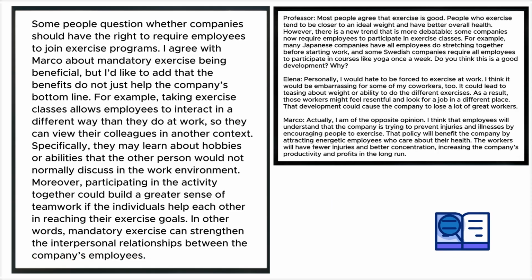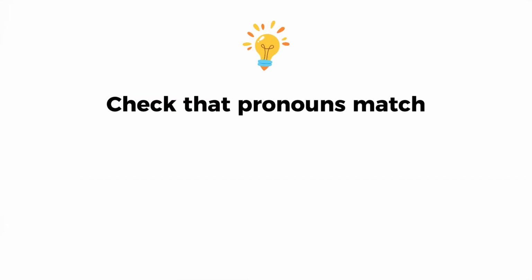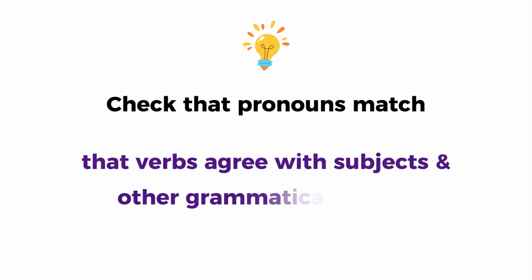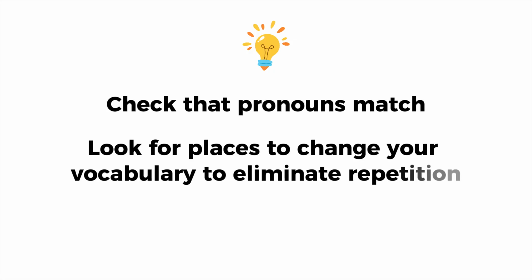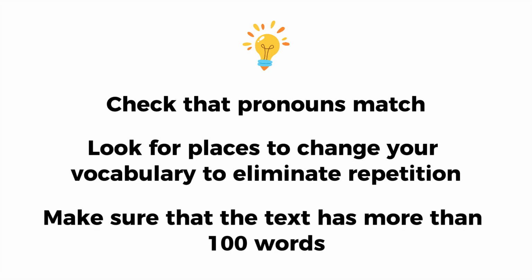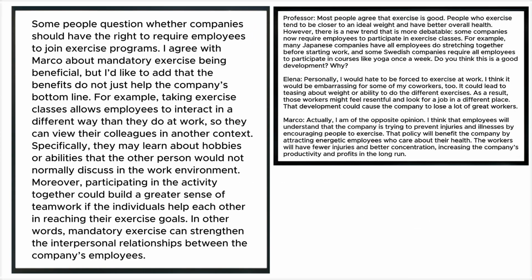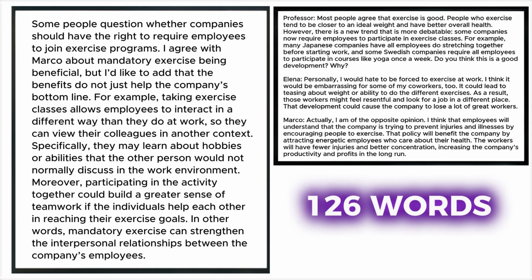Finally, don't forget to proofread. Proofreading is really important because you can catch mistakes in your writing. Go back and check that pronouns match, that verbs agree with subjects, and other grammatical details. Also, look for places to change your vocabulary to eliminate repetition. Further, make sure that the text has more than 100 words, because it would be a shame to get a lower score for a simple mistake like that. If you are curious, this response has 126 words.